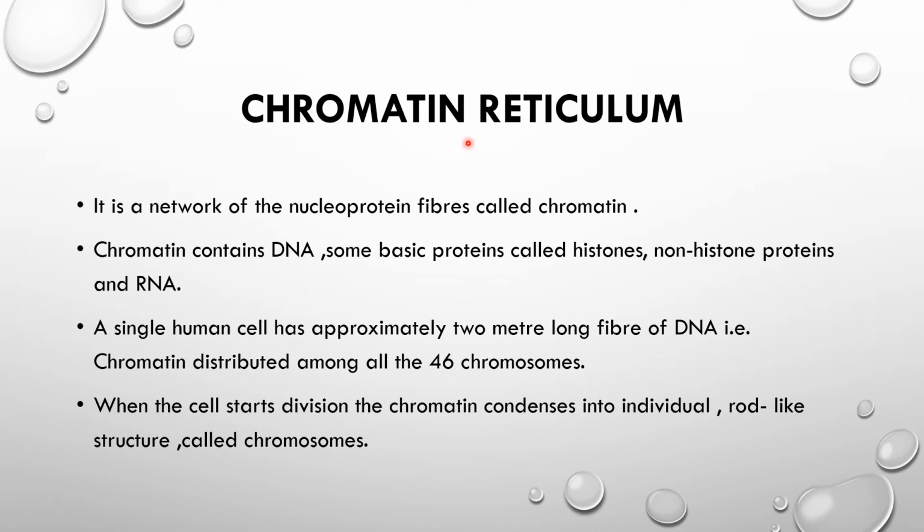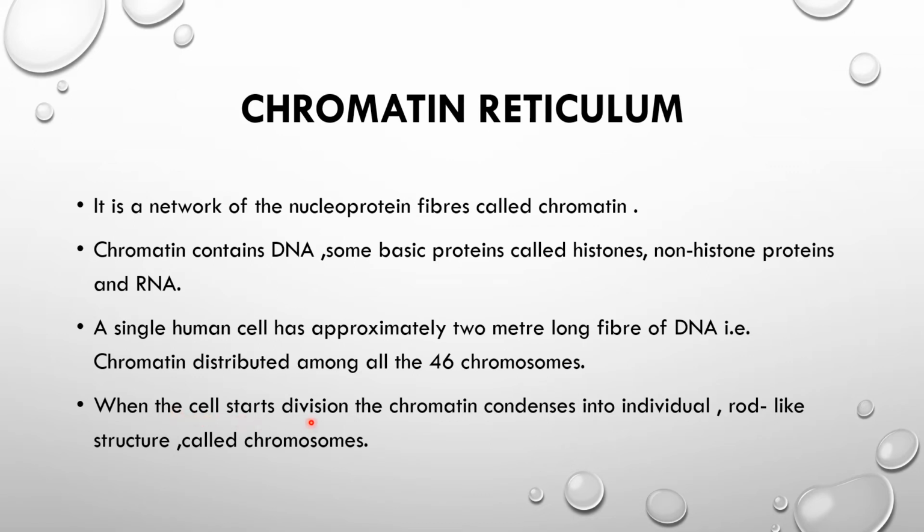Next is your chromatin reticulum, that is the network of nucleoprotein fibers lying in the nucleoplasm, that is chromatin. Chromatin contains DNA, some basic proteins known as histones, non-histone proteins and RNA. So this is the chemical composition of chromatin. A single human cell has approximately 2-meter long fiber of DNA, that is chromatin, distributed among all the 46 chromosomes, because human beings have 46 chromosomes, or you can say 23 pairs of chromosomes.